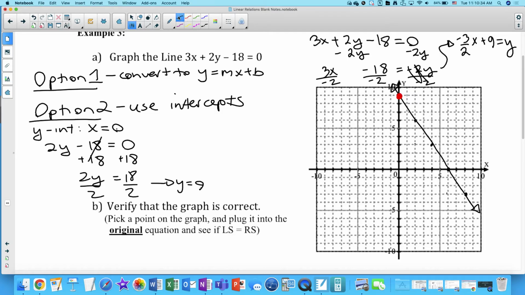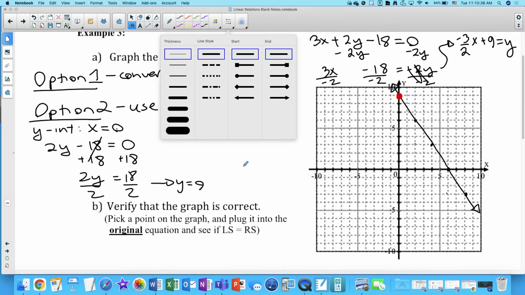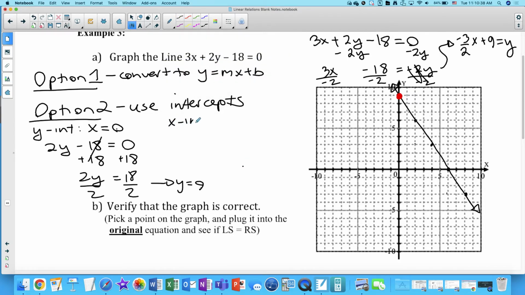There's my y-intercept. Okay, and then to do the x-intercept, y is 0. So now this term goes away, right? Because 2 times 0 is 0. So my equation becomes 3x minus 18 equals 0.